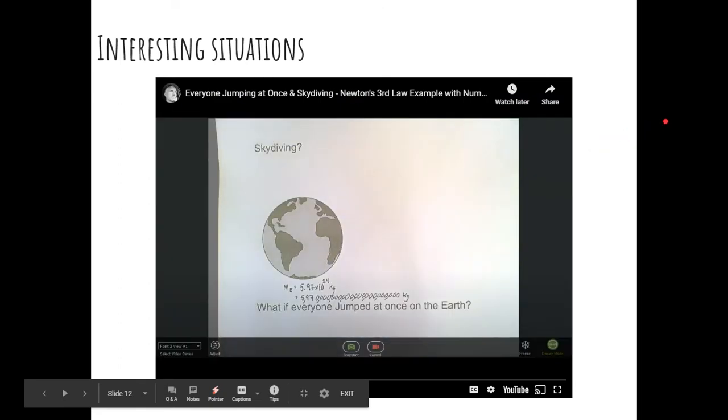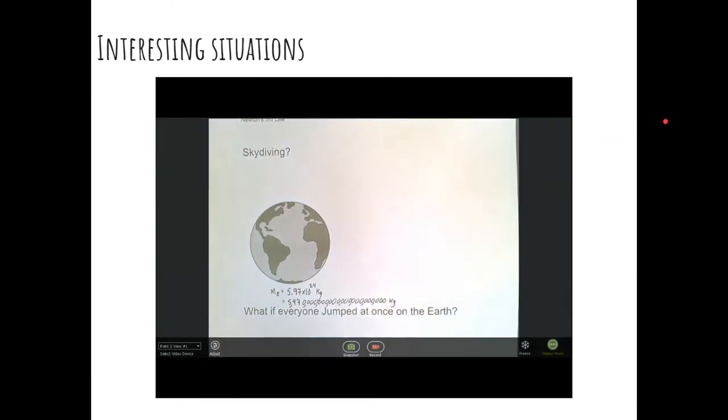Okay, a really interesting one. Make sure you download your sticky notes for this. Something about skydiving and something about what if everyone jumped on the Earth at once. So one of the things I've put here is that I've drawn, well, here's the Earth. The mass of the Earth is huge. It's approximately 5.97 times 10 to the 24 kilograms. Here it is written out in full form. It's gigantic. Okay. Now, what a lot of people don't notice about Newton's third law is this.